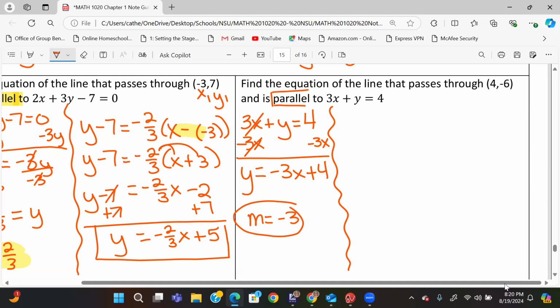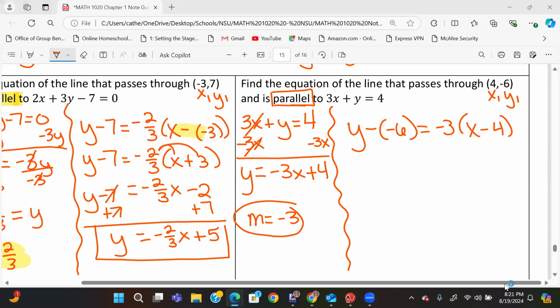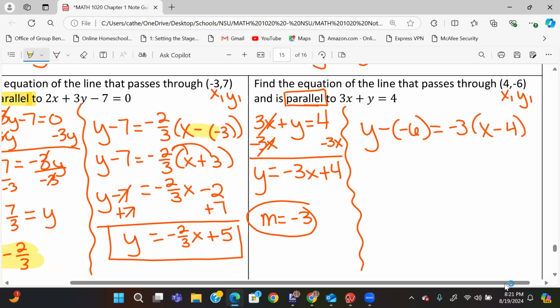And it's parallel, so it's the same slope. We don't do anything to the slope. We're going to leave it. And then we have a point at 4, -6. Put it in point slope. So y minus y1 equals m times x minus x1. We have one set of double negatives on the left. So let's take care of those. That makes it a y plus 6.